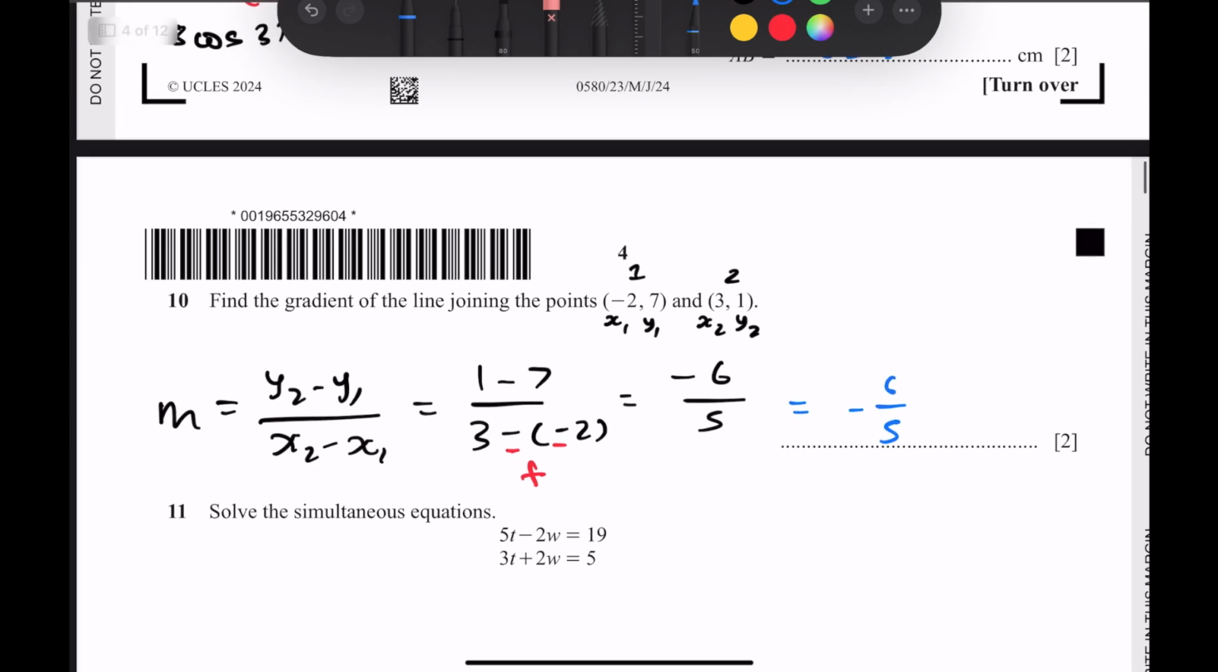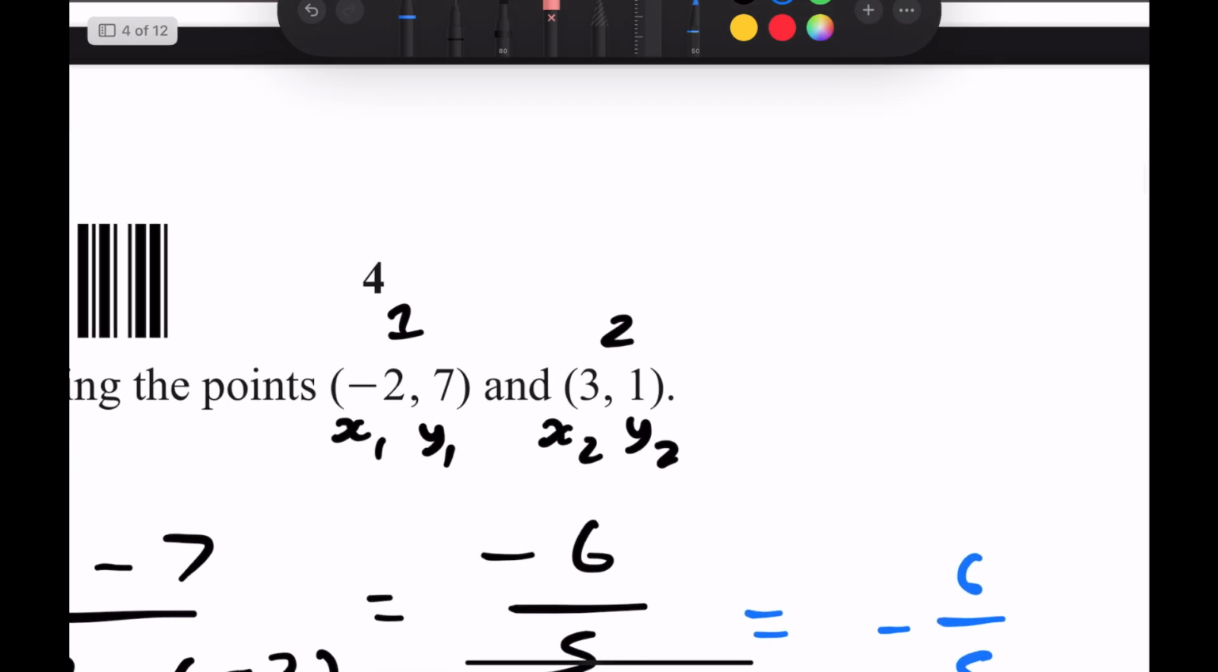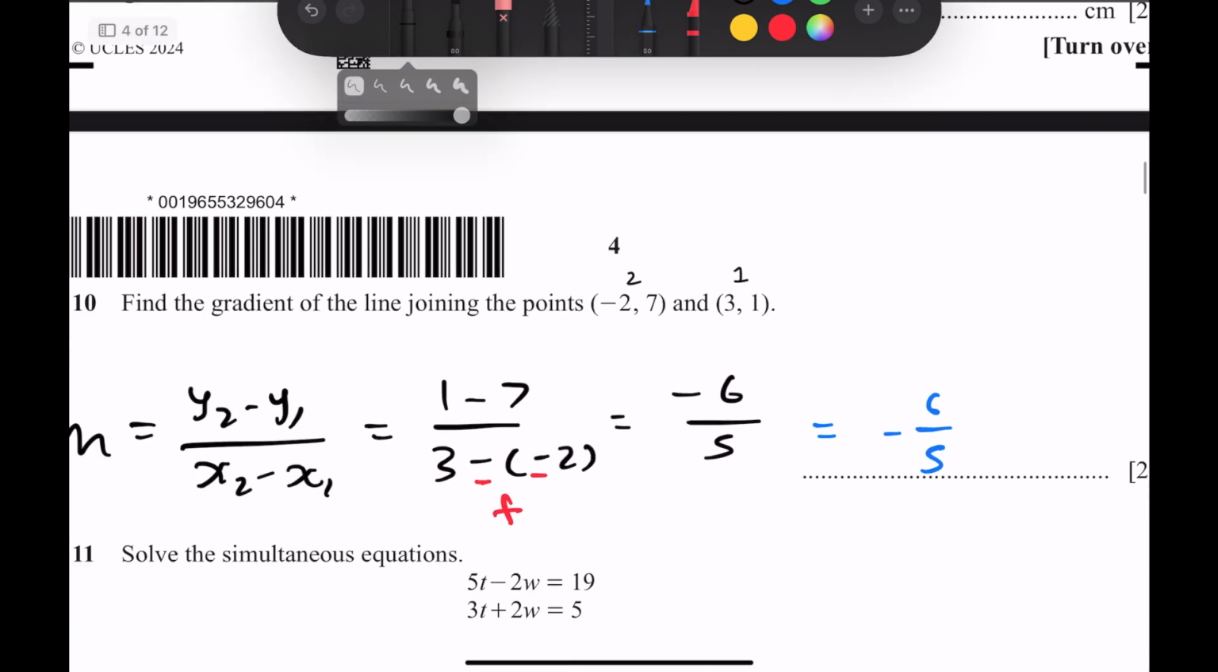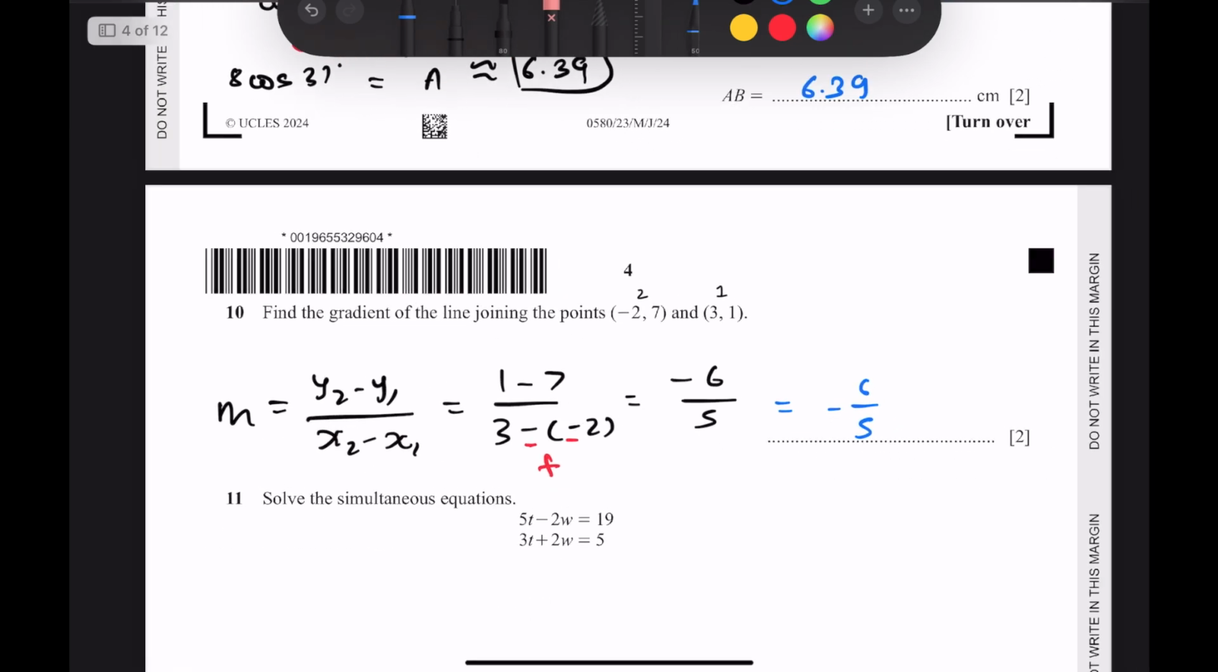Note that you can take any of these 2 points as point 1 and point 2. So even if you swap these 2 points around, and make (3, 1) first instead and (-2, 7) second instead, the answer remains the same nonetheless. One second. There we go.